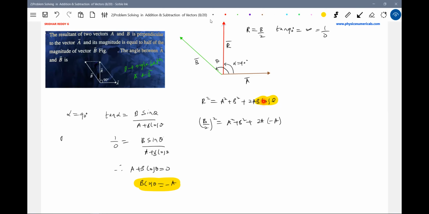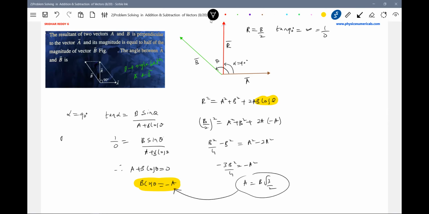I think it's everything now clear. So b square by 4 minus b square equal to a square minus 2a square. So this will become 3b square by 4 equal to minus a square. The angle between a bar and b bar is needed. So what is b equal to, what is a equal to? A equal to b root 3 by 2. So I have this equation.